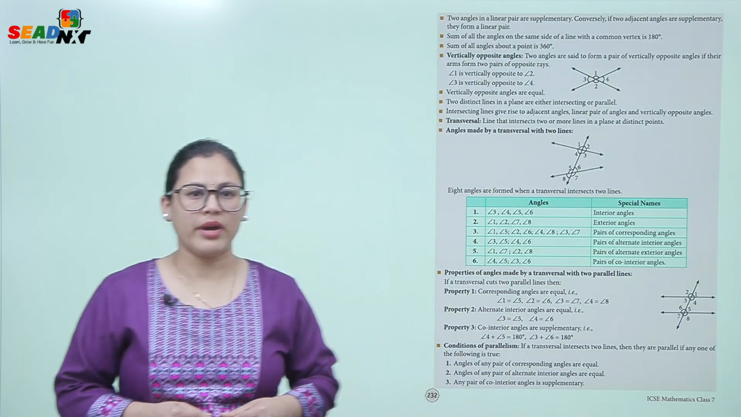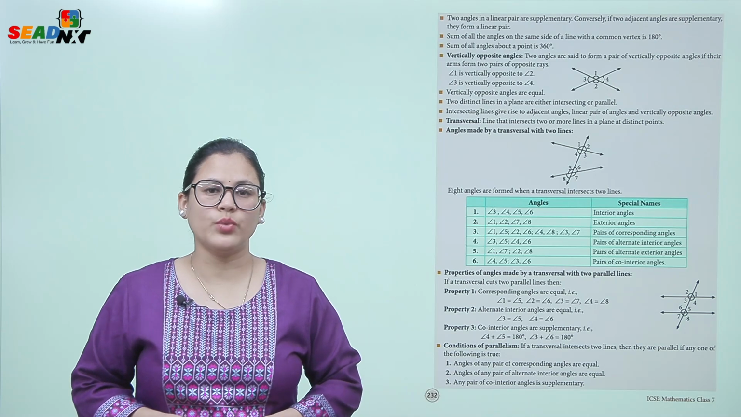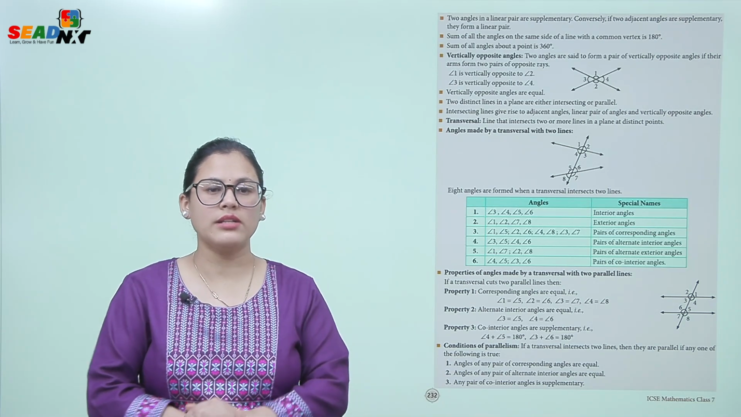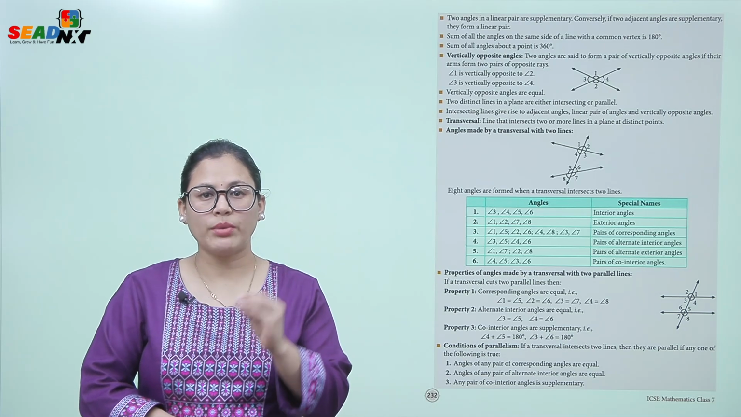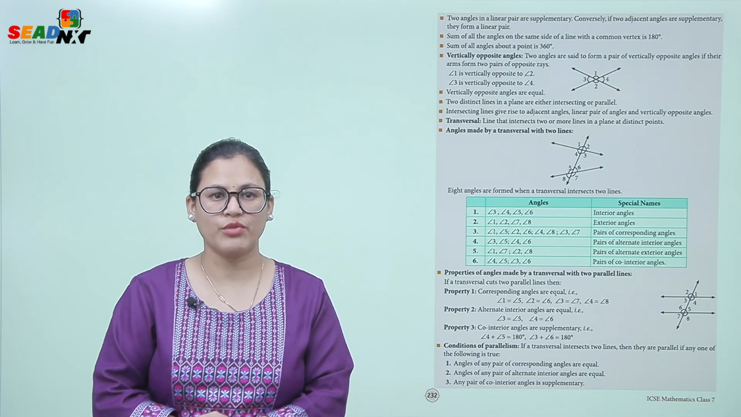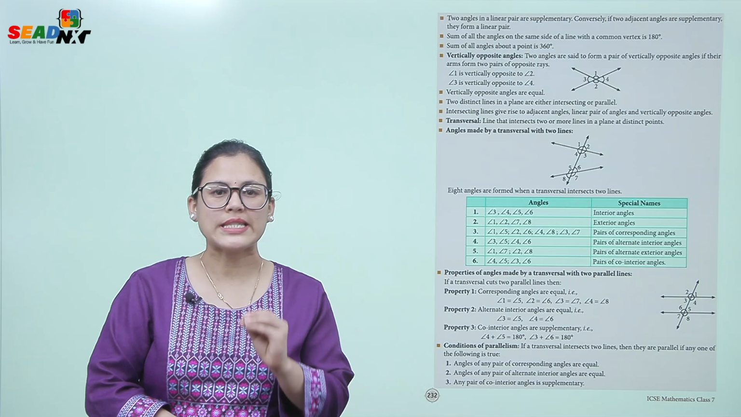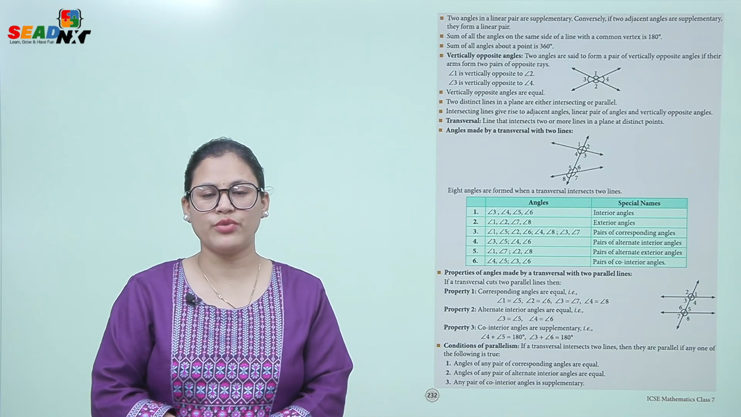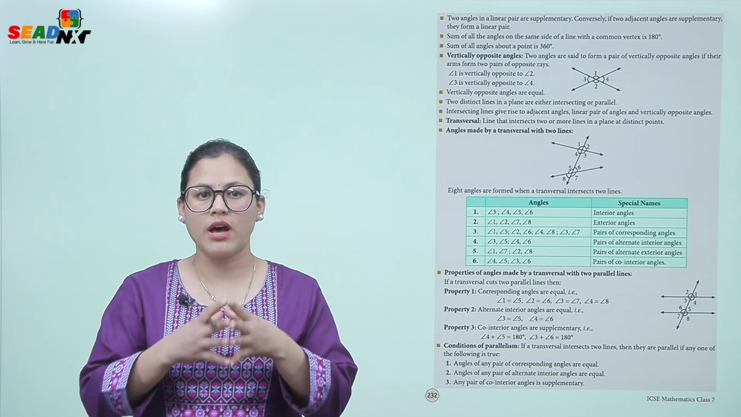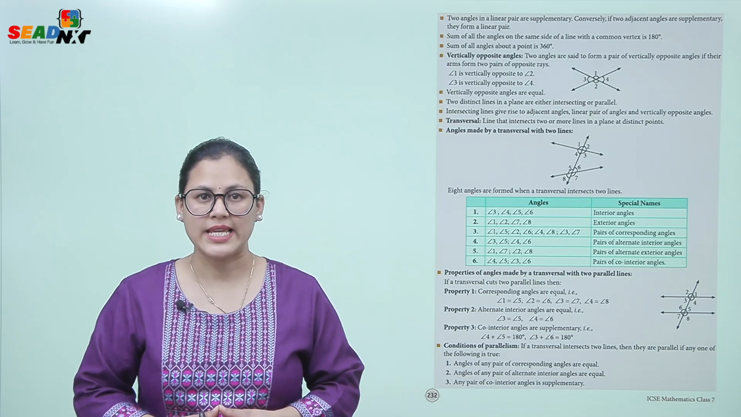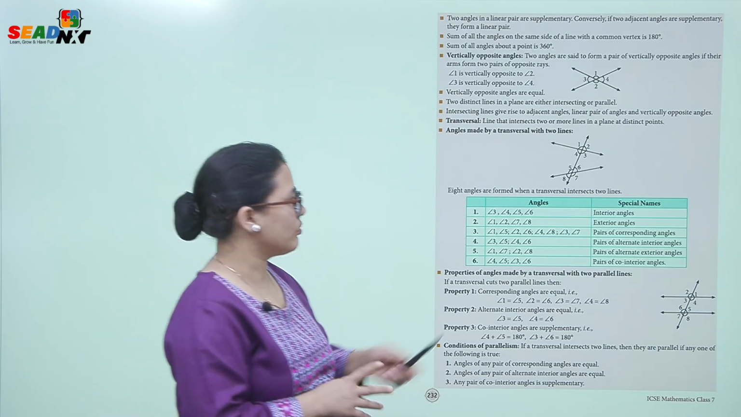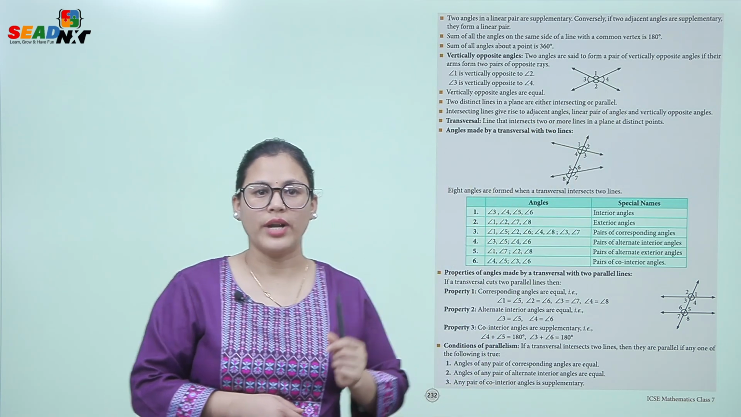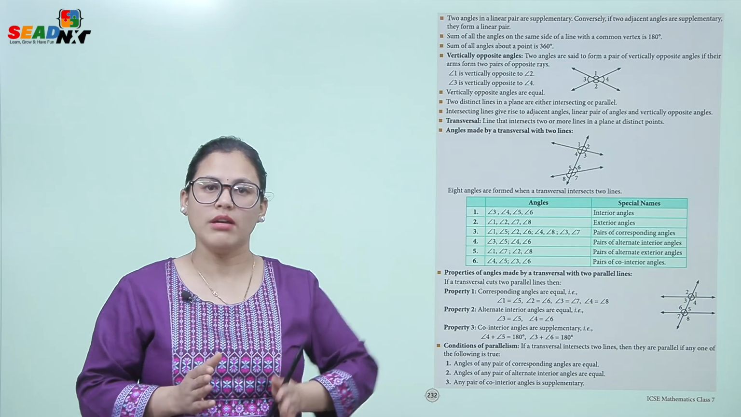Two angles in a linear pair are supplementary. Conversely, if two adjacent angles are supplementary, they form a linear pair. The sum of all angles on the same side of a line at a common vertex is 180 degrees. The sum of all angles about a point is 360 degrees. Vertically opposite angles: two angles are said to form a pair of vertically opposite angles if their arms form two pairs of opposite rays. Angle 1 is vertically opposite to angle 2, and angle 3 is vertically opposite to angle 4. And you know, vertically opposite angles are equal.